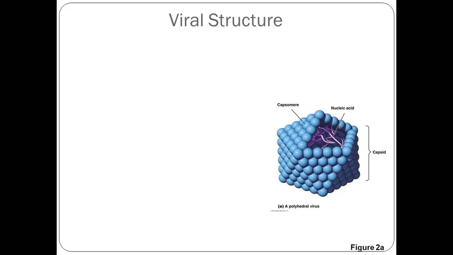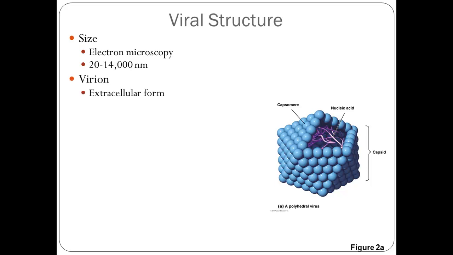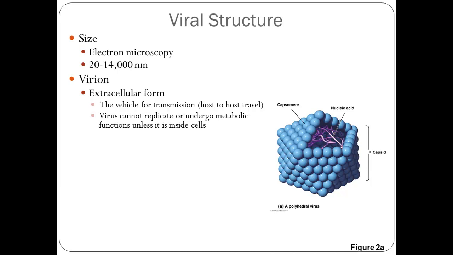Structure of the virus. Again, in order for us to see them, we have to use an electron microscope, and they're about 20 to about 14,000 nanometers. The virion is the extracellular form of the virus. It's the vehicle for transmission, so from host to host travel. The virus cannot replicate or undergo metabolic functions unless it's inside of cells.